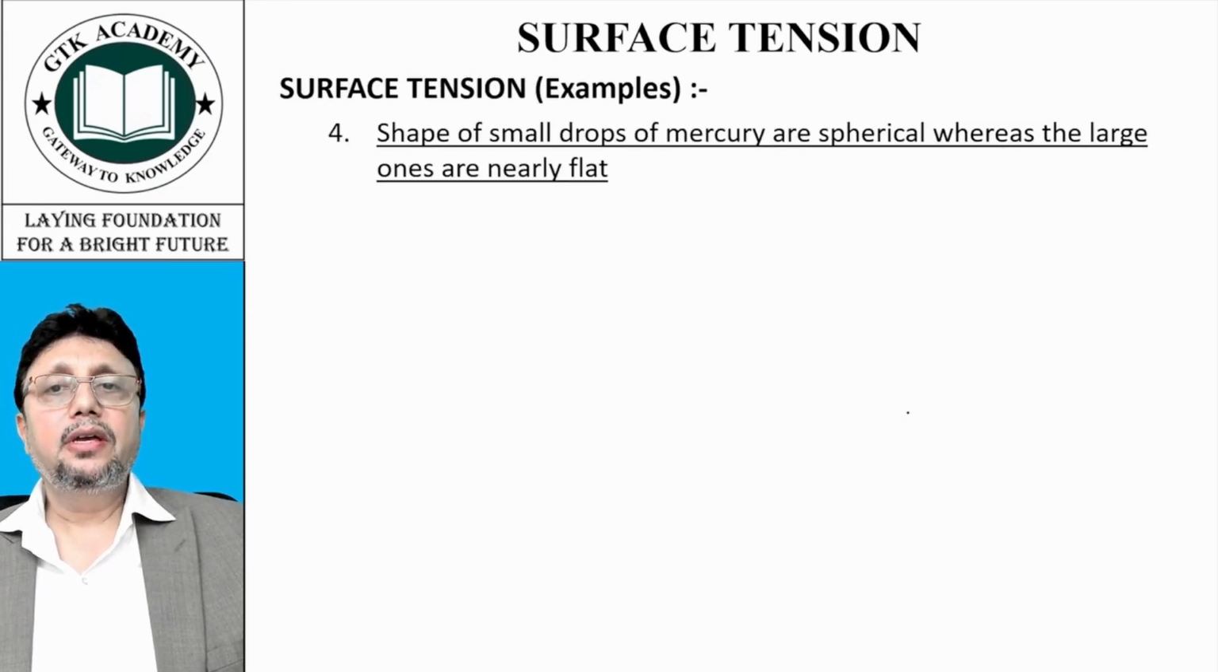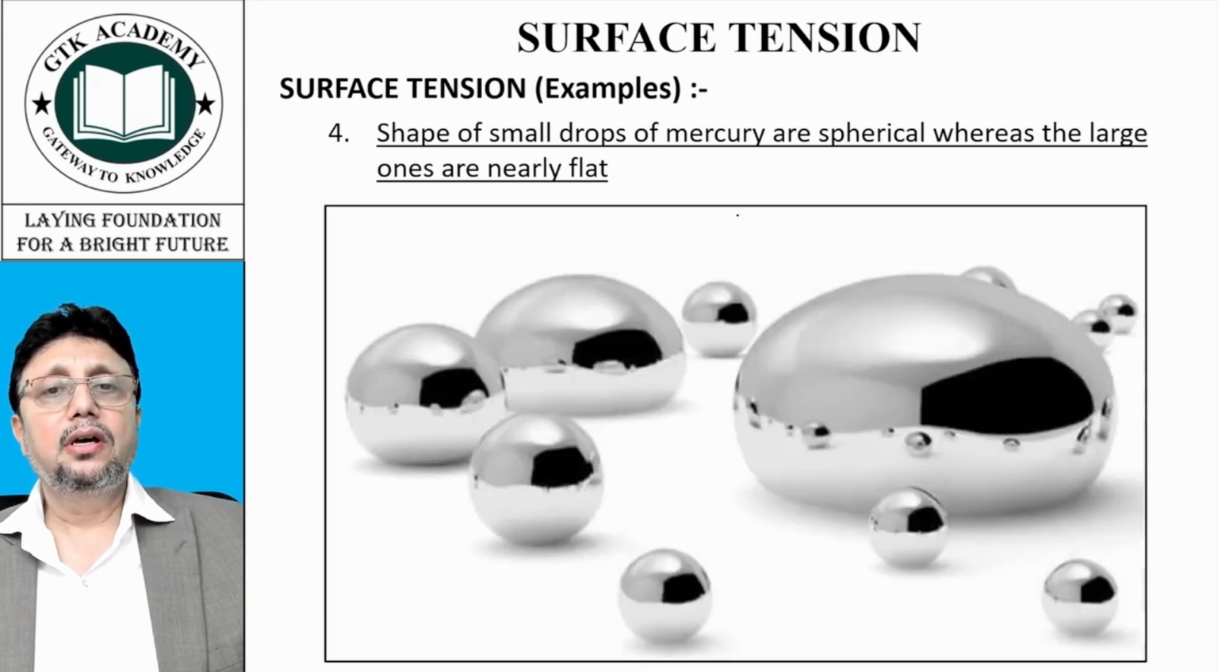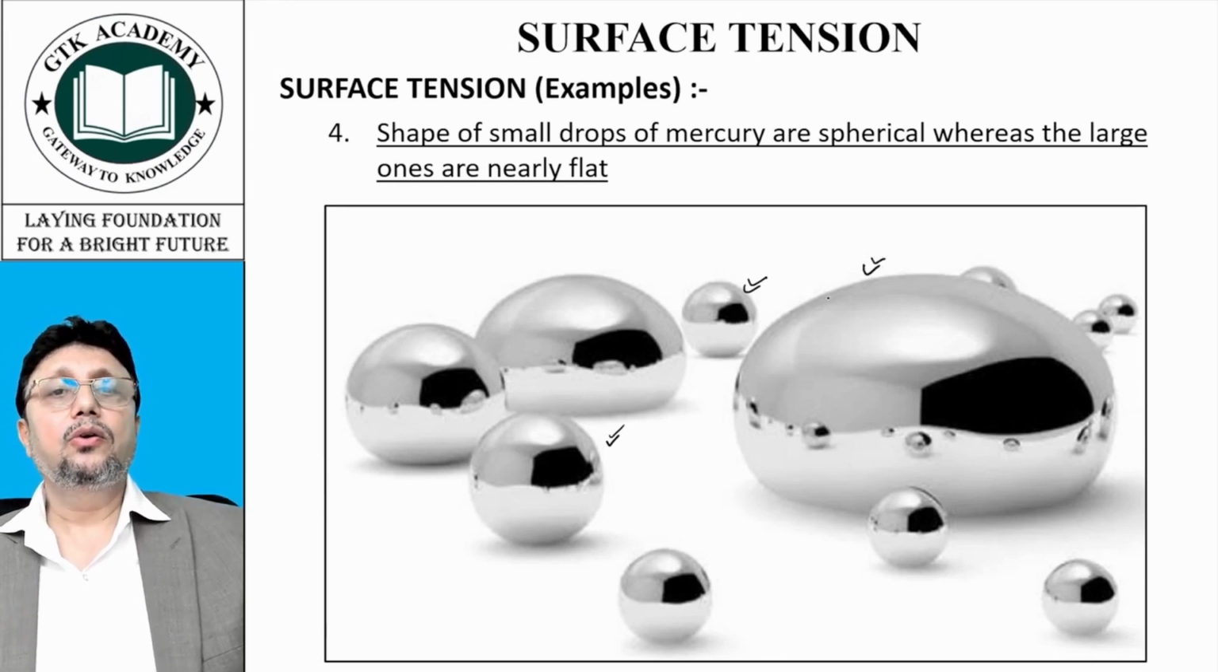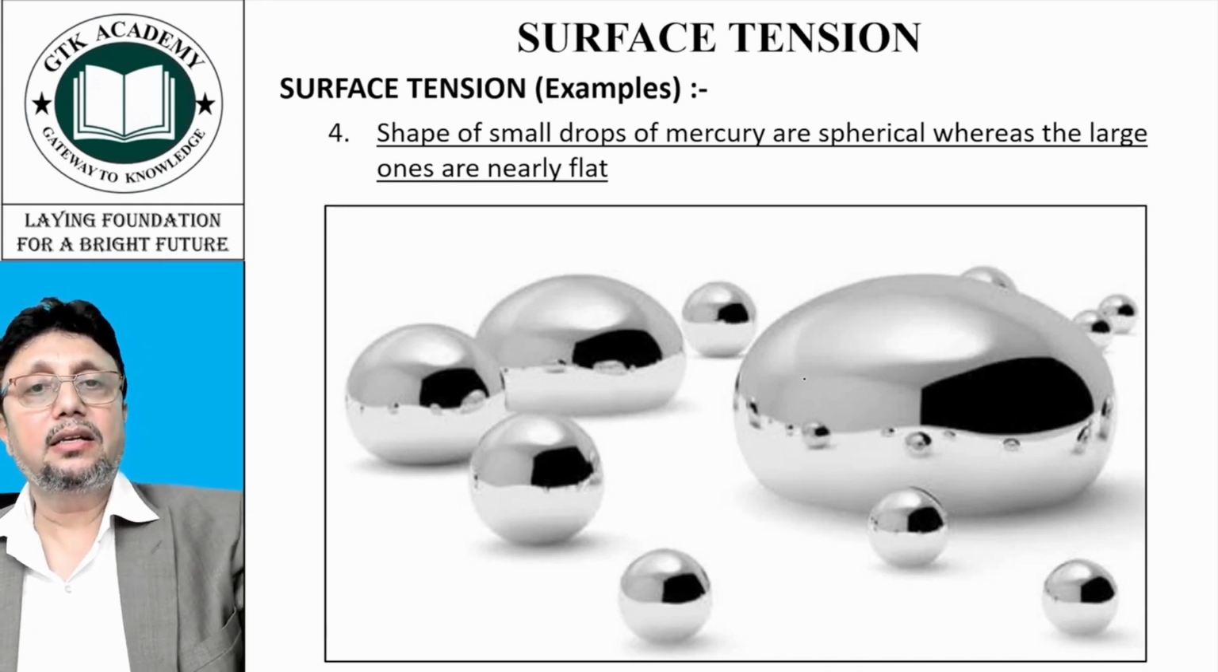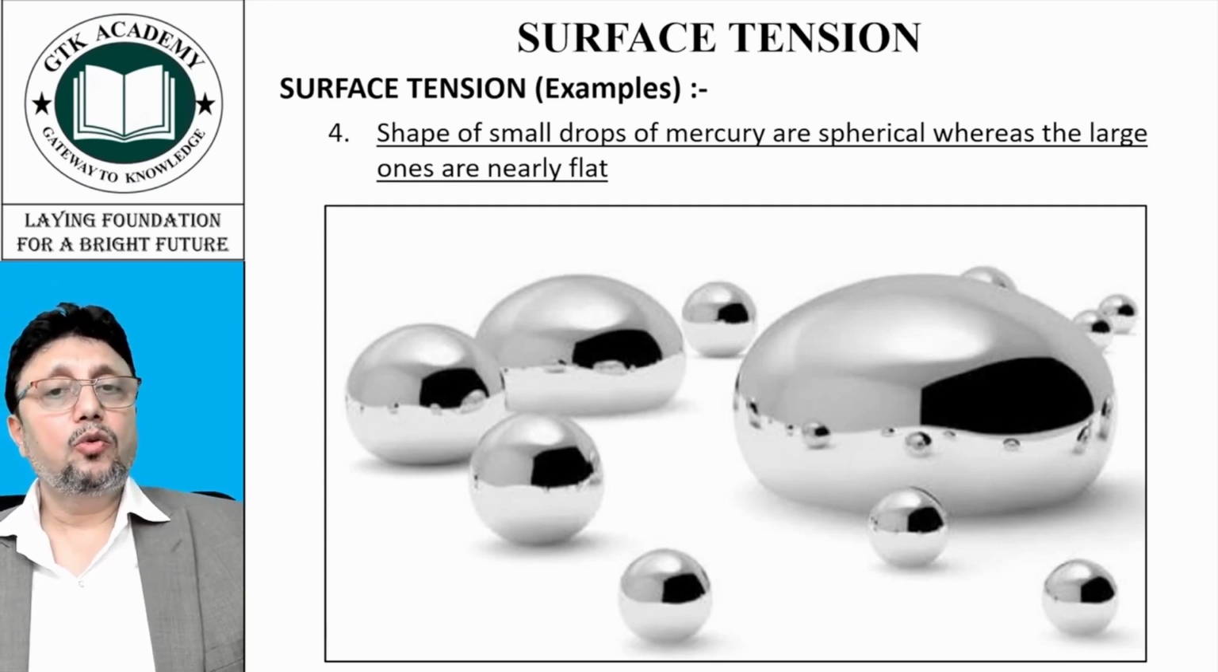Small drops of mercury are spherical, whereas large drops are nearly flat. If you take out mercury on a glass plate, you will find the small drops are spherical, but the larger ones are nearly flat, not spherical. Why? What is the reason? Do surface tension and contraction of the surface not work in these larger drops? No, it's not like that. There is one more factor also.